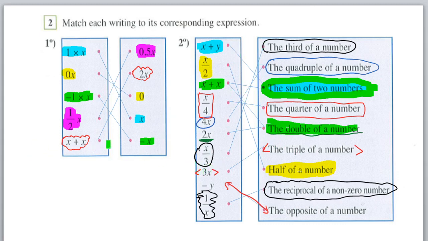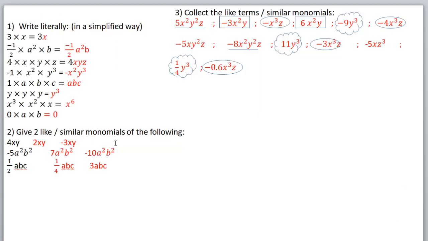Done? Let's do more examples to understand it more. Write literally in a simplified way. 3 times x is 3x. Minus half times a squared times b is minus half a squared b. What do we mean here? We remove the times sign and just stick all the variables and the coefficients together.